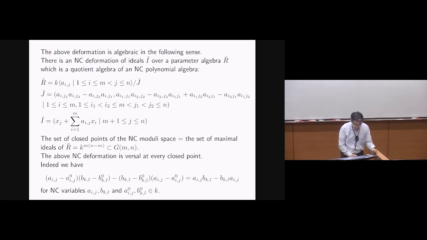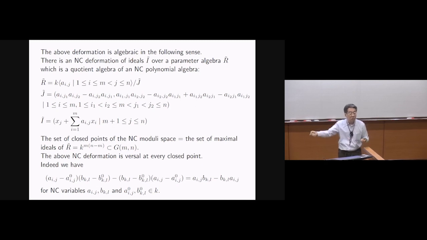So the reason is the following. First of all, the set of closed points of the non-commutative moduli space is the same as the set of maximal ideals. Maximal ideal means the residue is a field, and the field is automatically commutative. So what I get is only commutative points. If you consider points on the non-commutative space, then you lose all the information, and the set of points is the same as in the commutative case.